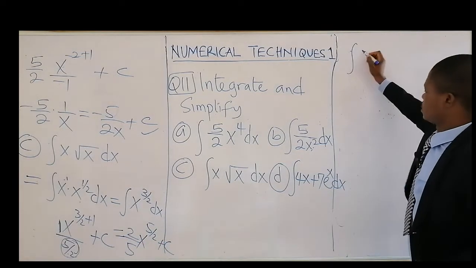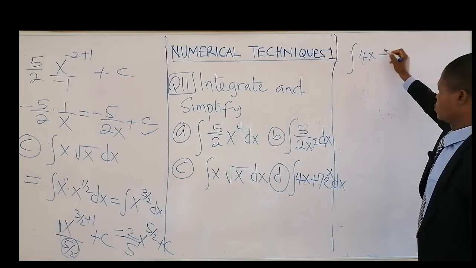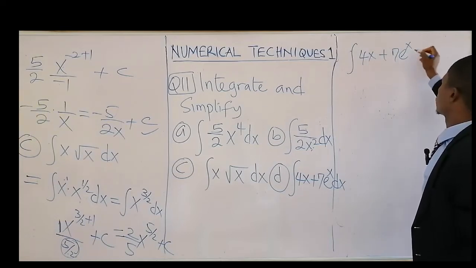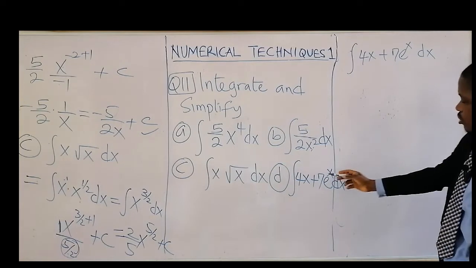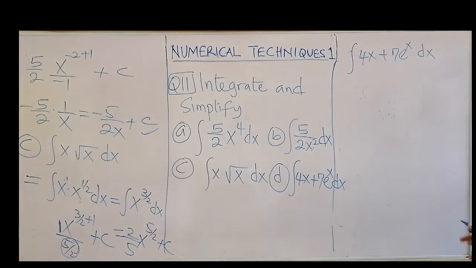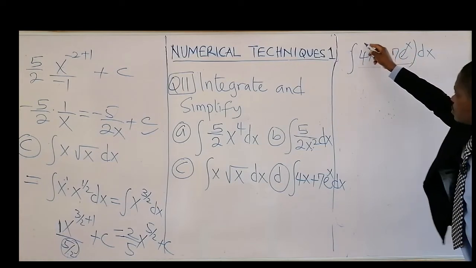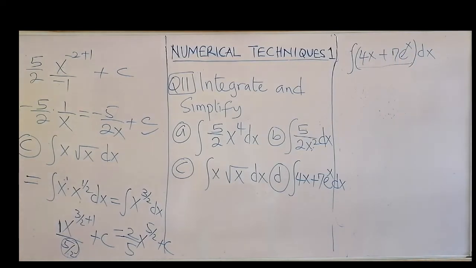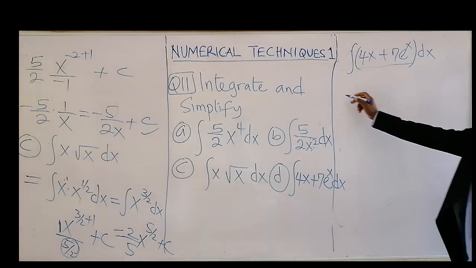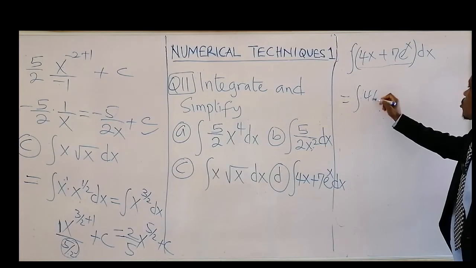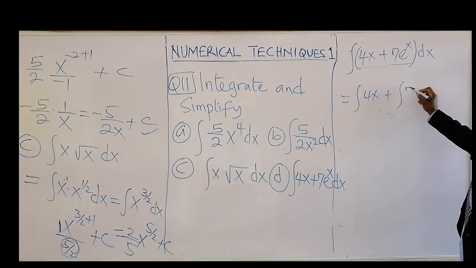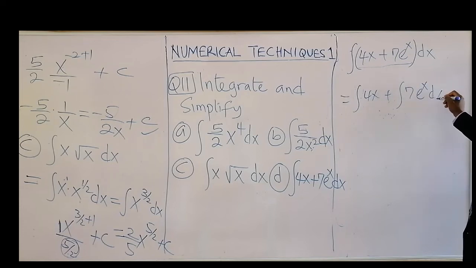Last question, we have the integral of 4x plus 7e^x dx. Actually, they don't put brackets there, but once we have an expression inside that integral, it means they are all enclosed inside that integral sign. Which implies you're having the integral of 4x plus the integral of 7e to the power x dx.